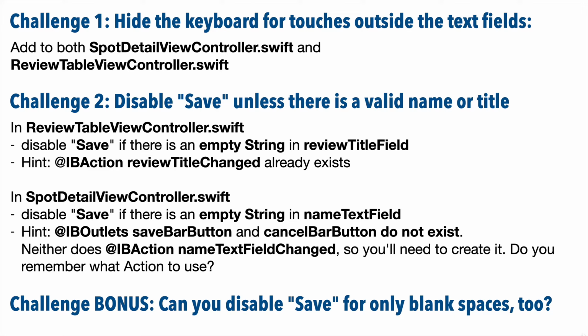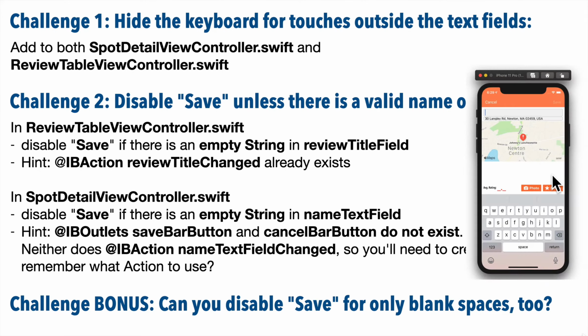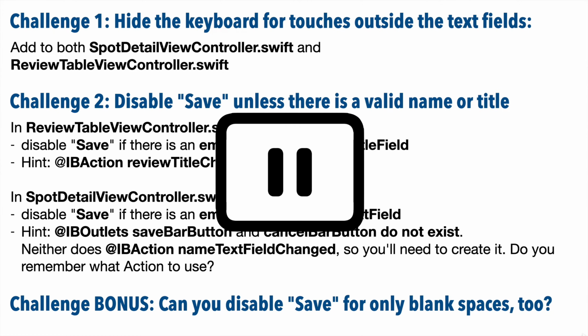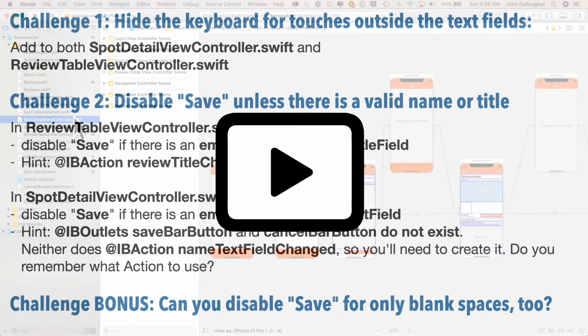Special bonus, disabling save for an empty string in the name or view title is good, but savvy user testing will reveal that a malicious or unaware user could simply type in spaces and make it look like a review has no title or spot has no name. Can you also disable the save button if it's full of blanks? Why don't you pause, give it your best shot, and let's look at some solutions.